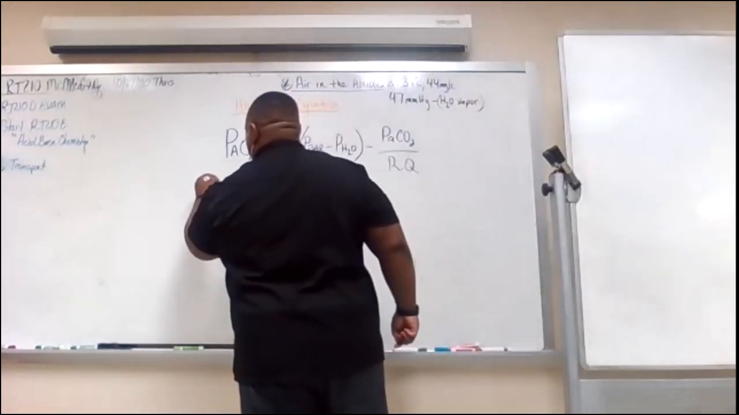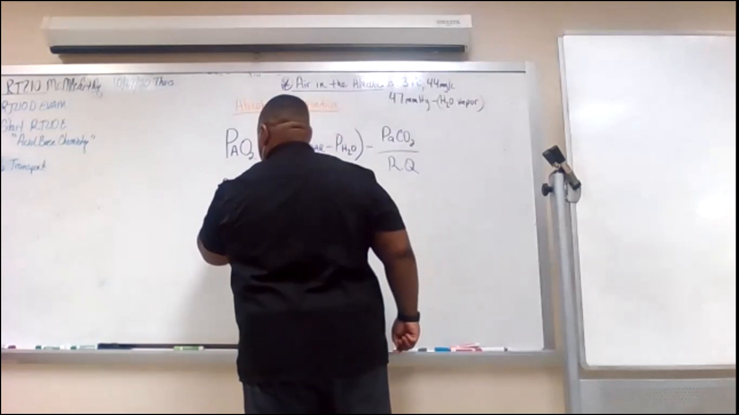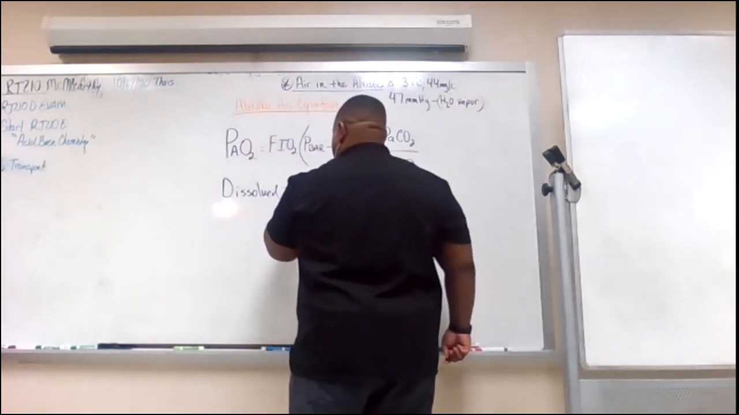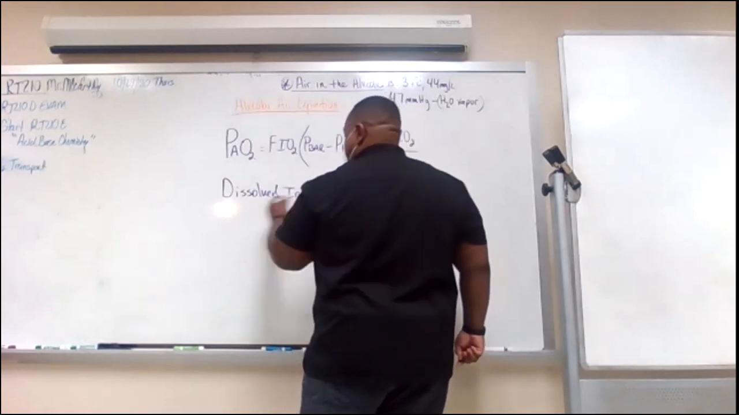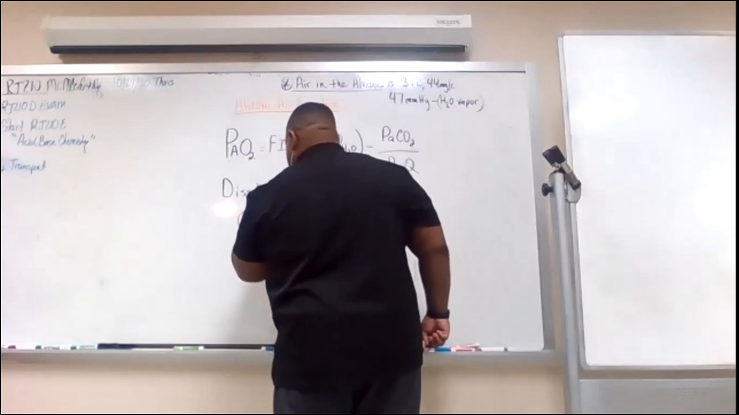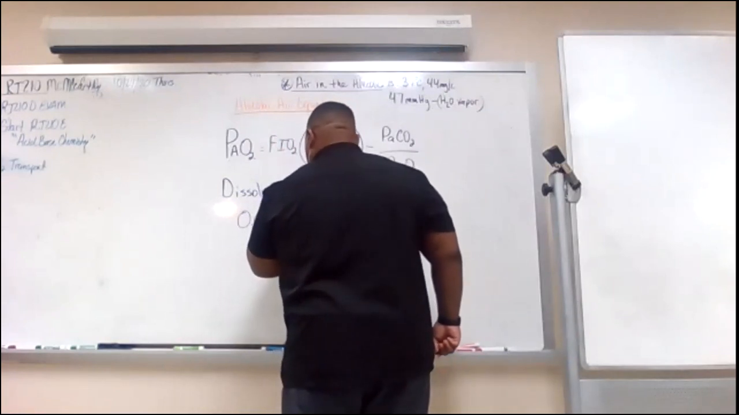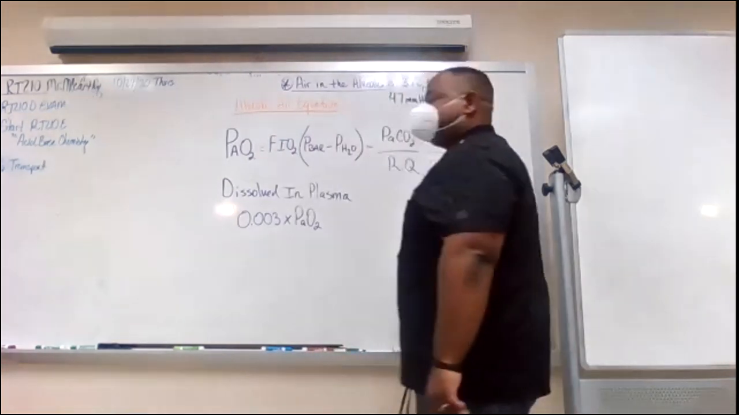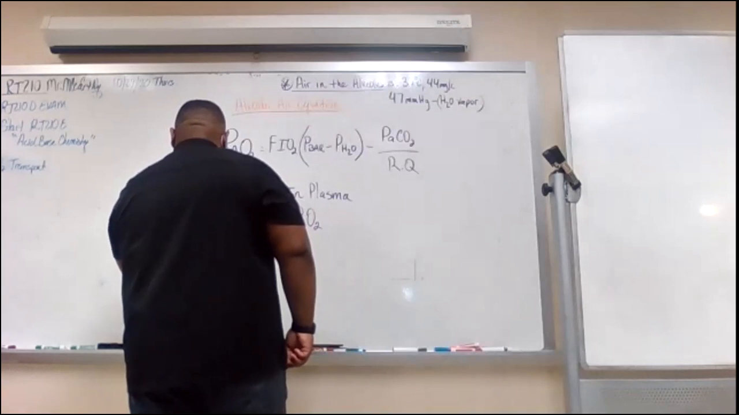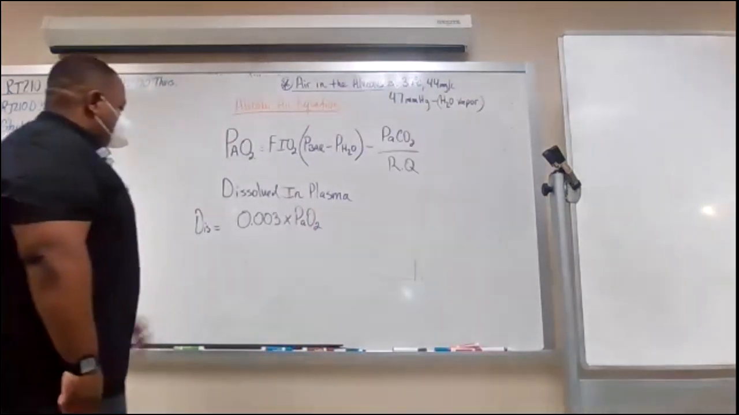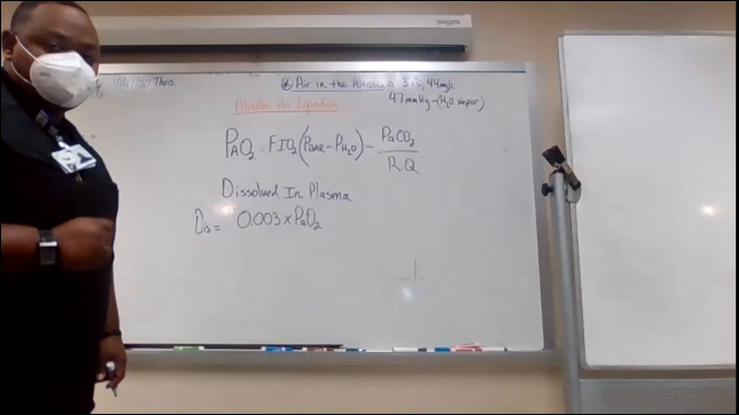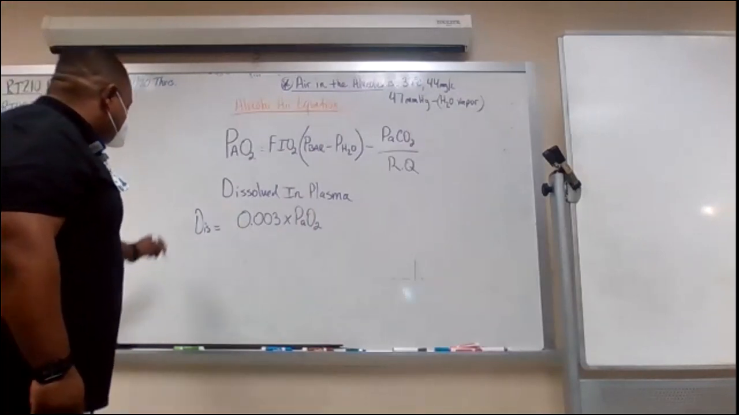All right, dissolved in plasma is 0.003 times the P little a O2. That's the formula for dissolved. Dissolved equals 0.003 times the P little a O2. That's the amount of oxygen that is dissolved.